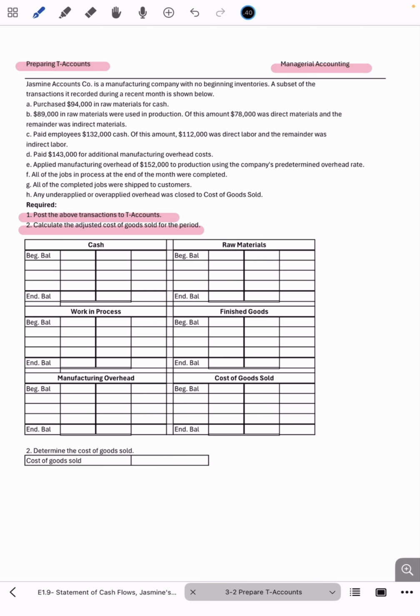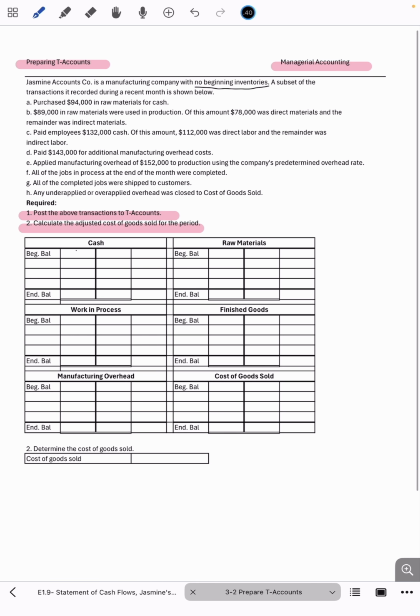Before we begin recording the transactions, the prompt is telling us that we begin with no inventory, which means on these accounts we're just going to put a 0 there. Alright, and so that again shows that 0 beginning balance.